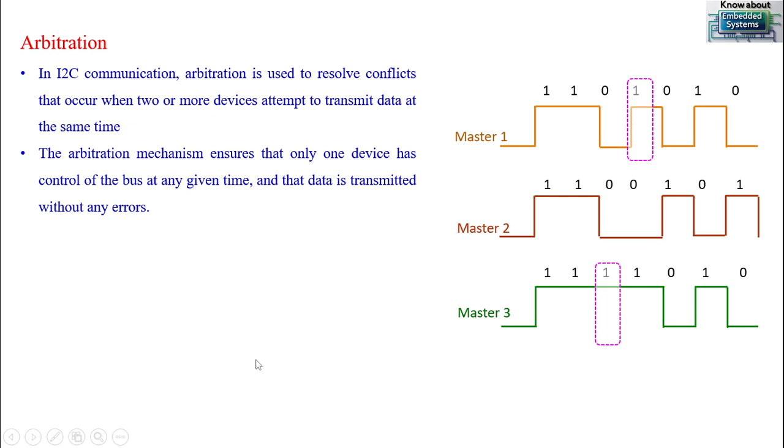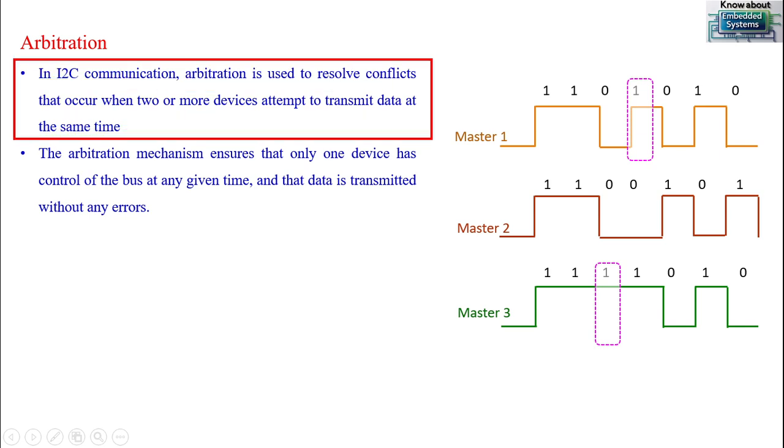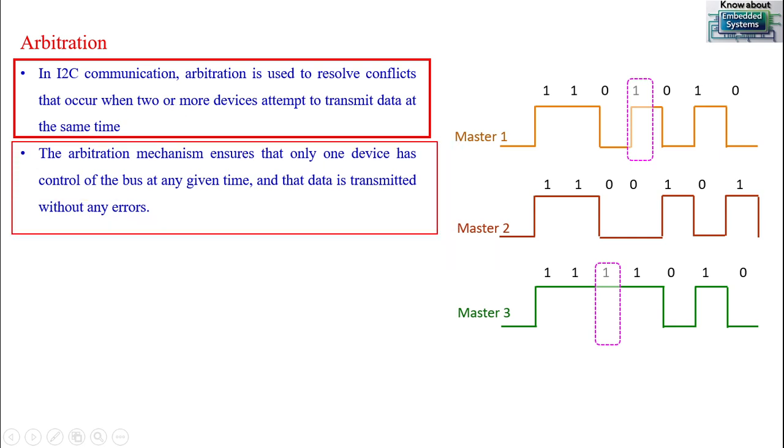So in I2C communication, arbitration is used to resolve the conflict that occurs when two or more devices attempt to transmit data at the same time. So try to understand here. Arbitration is a process used to avoid conflict whenever more than one master is trying to initiate communication. Arbitration also ensures that only one master will control your I2C bus without any errors. So this process is called arbitration. Okay, I hope you have understood, right?